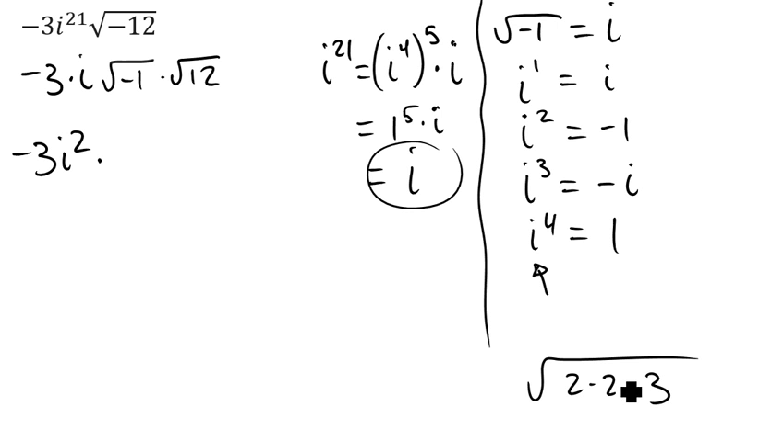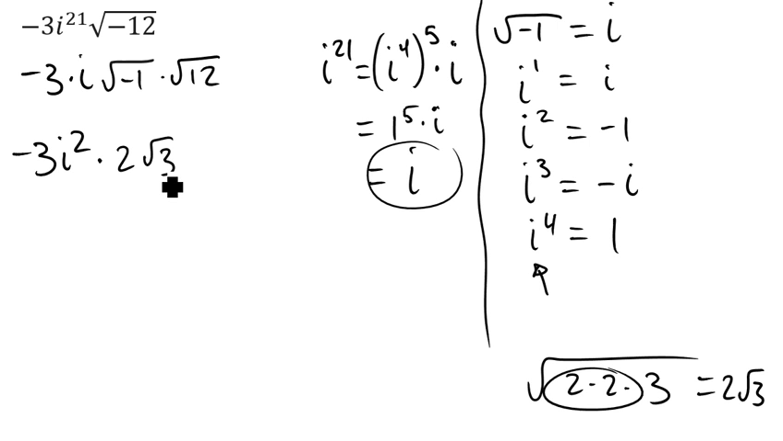When I look at this, I can see I have a perfect square inside of root 12, and the square root of that perfect square is 2. So the square root of 12 is equal to 2 times the square root of 3. I'm going to now replace root 12 with 2 times the square root of 3. We're still not done.